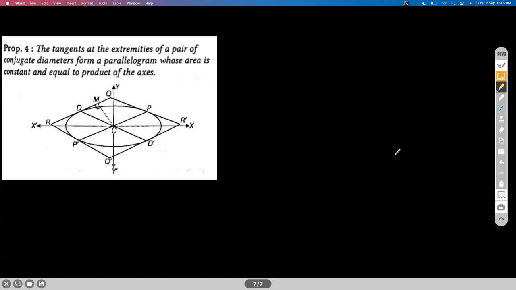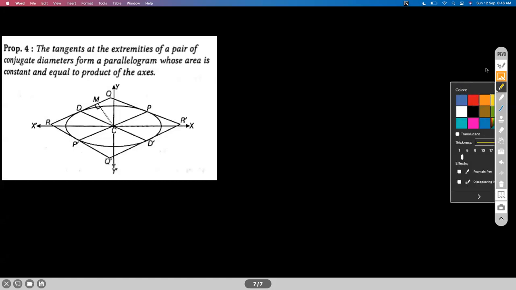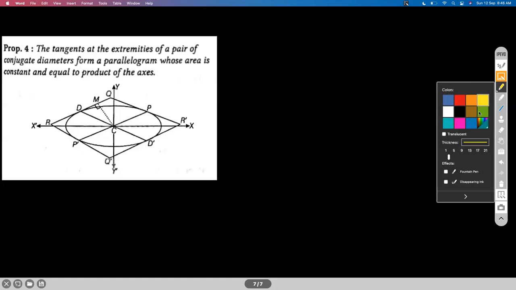Okay, property number 4. Read the property, very interesting property. It says that the tangents at the extremities of a pair of conjugate diameters form a parallelogram whose area is constant and that is equal to the product of the length of the axes. So the area of the parallelogram is 4AB.